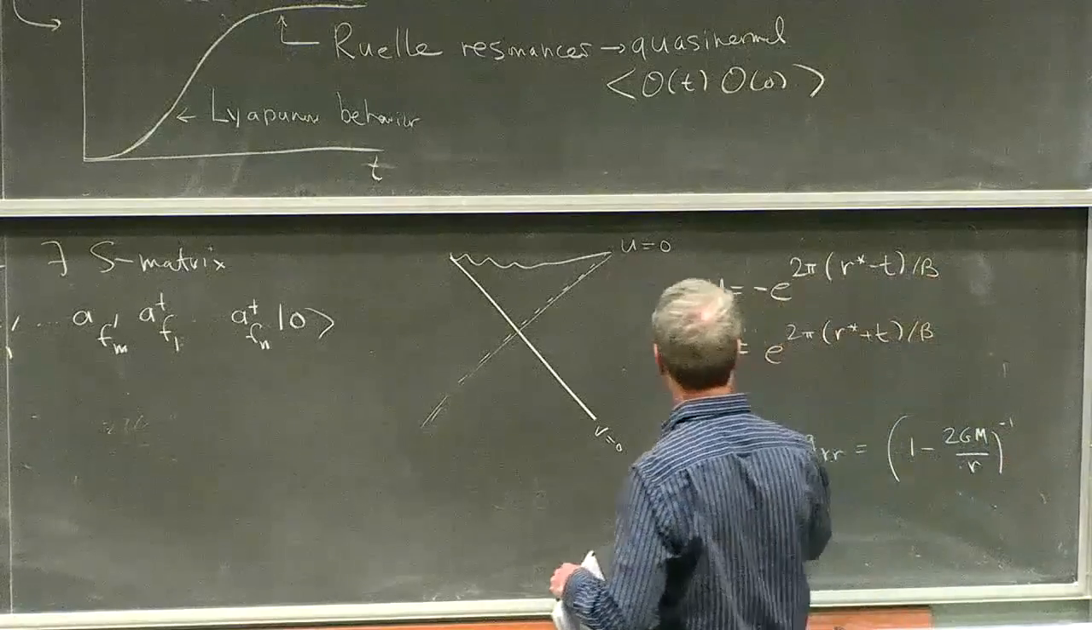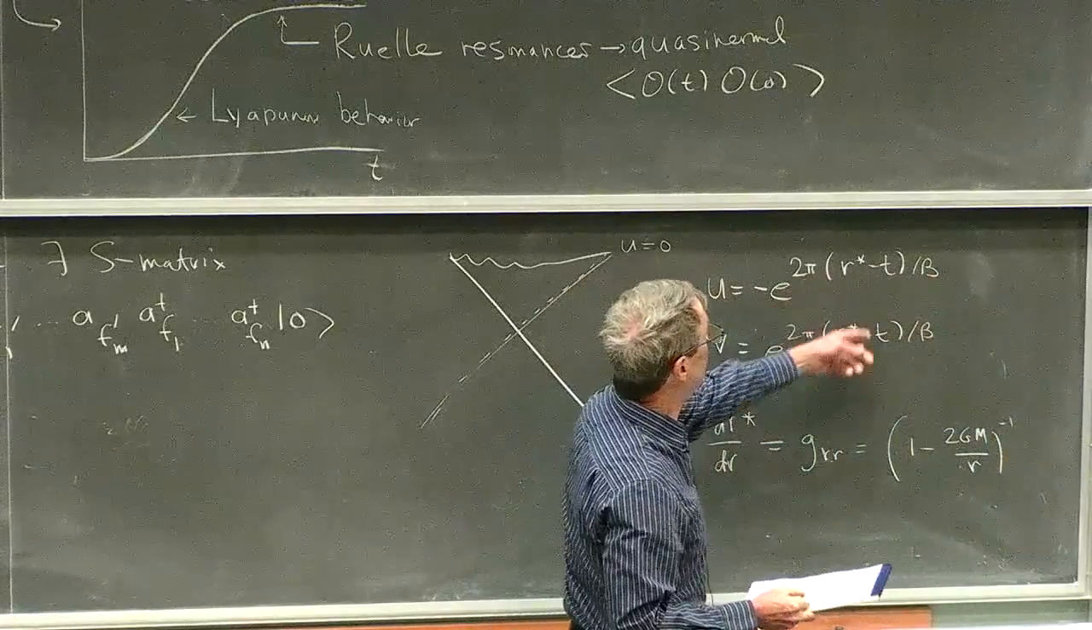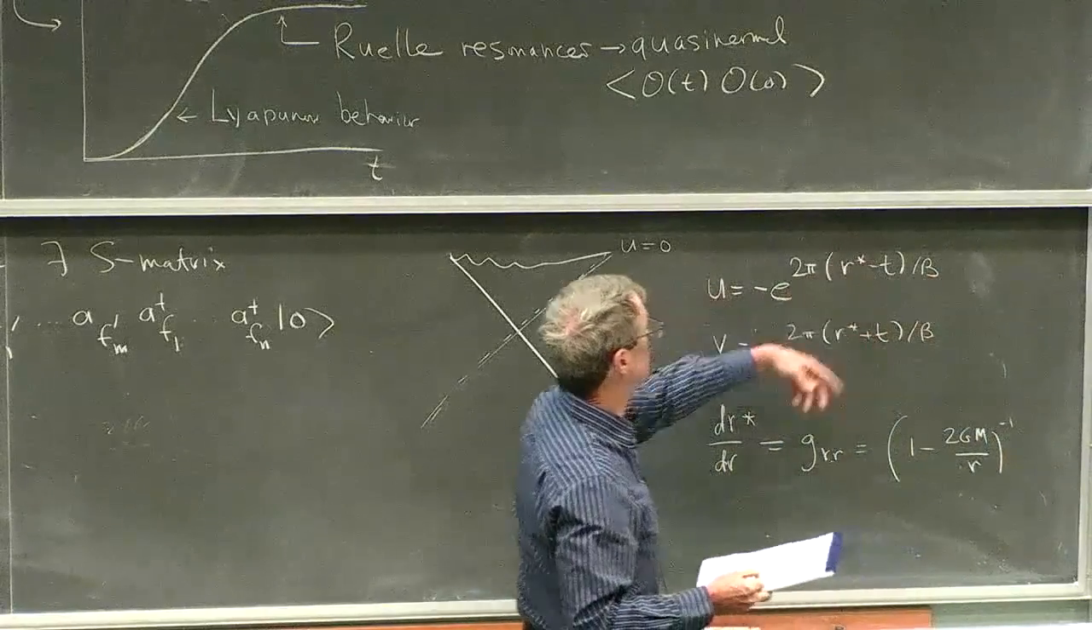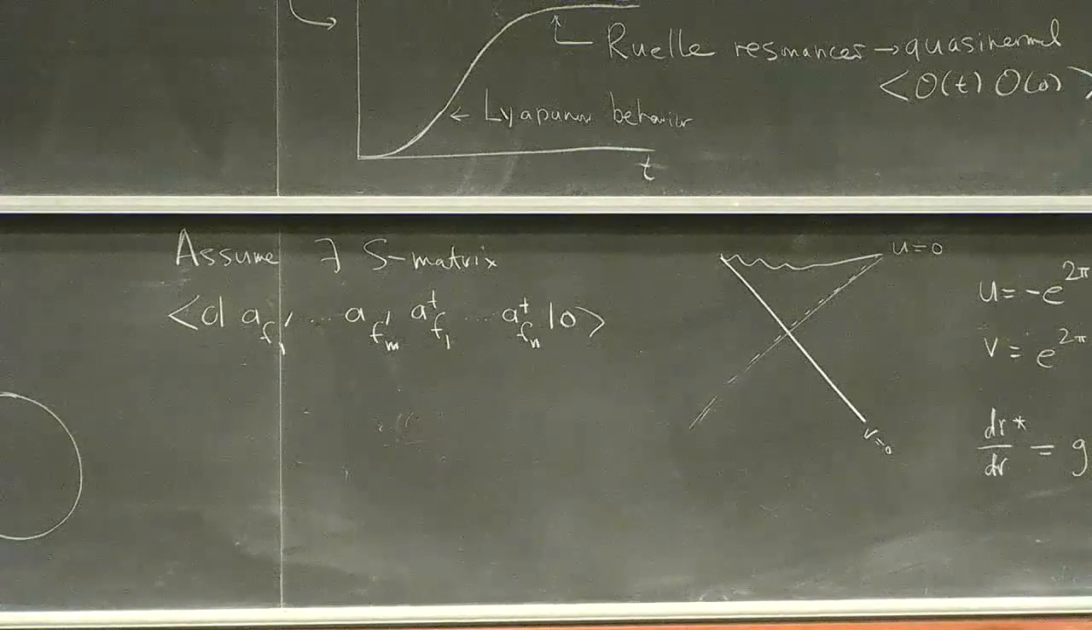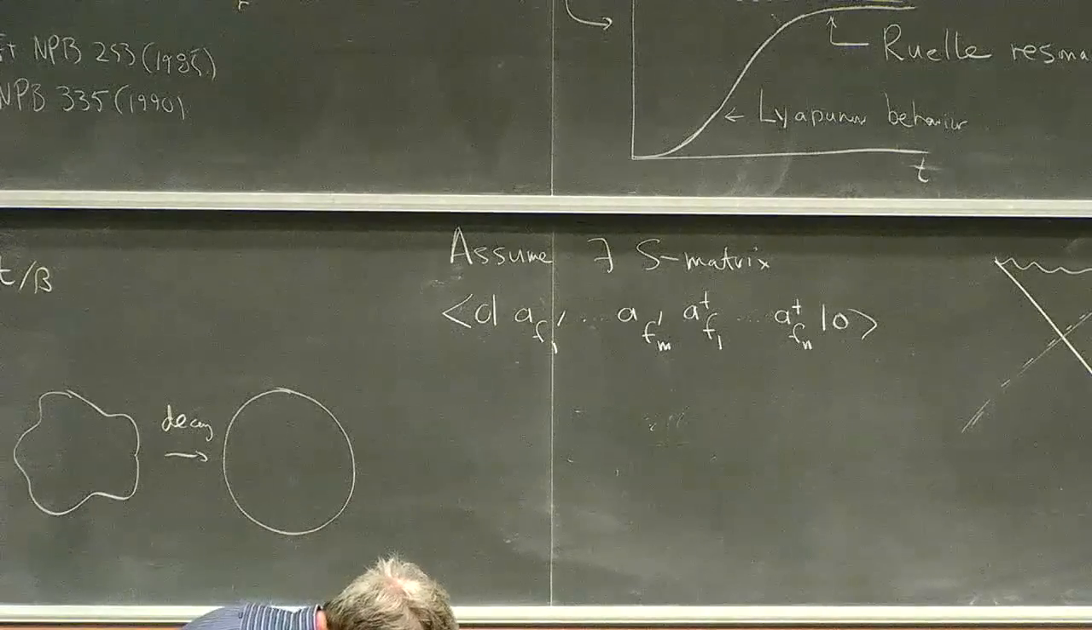So this coordinate is chosen so that, as you can see, basically things move at the speed of light. Massless particles move at the speed of light in the r star, t plane. Okay, so there's the picture. And there's the S matrix.